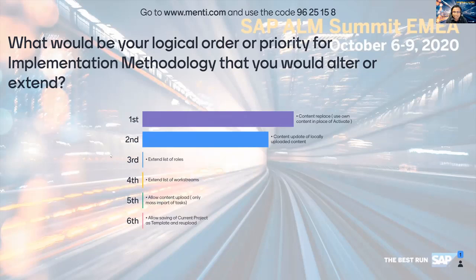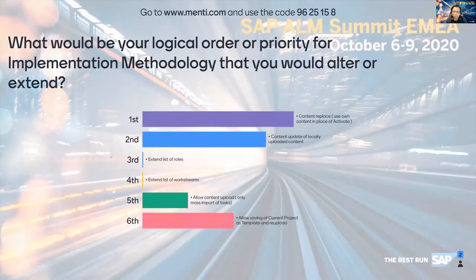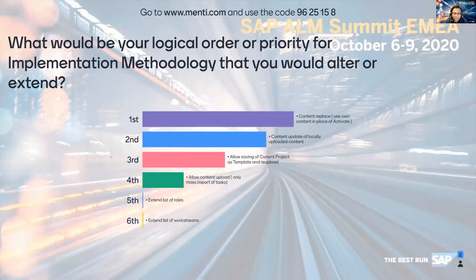Content replace. So use own content in place of Activate. Yes, it's good to know. So allow saving of current project as a template. Wonderful. That means that you can sort of reuse that in your next project, and it becomes a good starting point. And then allow content upload, only mass import of tasks. Yes, we have already started with that journey. I'm sure we will improve on those capabilities, and we'll work very closely with you all for that. So great to know this as well. If you have any further comments, then we will take that. Otherwise, we will move on to the next one.